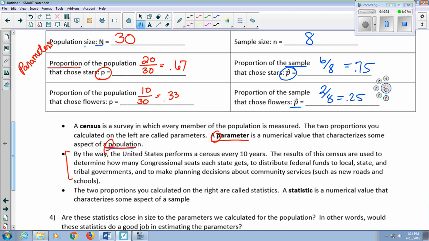surveying is done in order to get answers about a population. The two proportions we calculated on the right are called statistics. A statistic is a numerical value that characterizes an aspect of your sample. And so just like parameter and population both start with P, statistic and sample both start with S, and that is helpful. And again, the symbol that we use for a proportion that's talking about a sample proportion is P hat. So over on this side, we have our statistics.